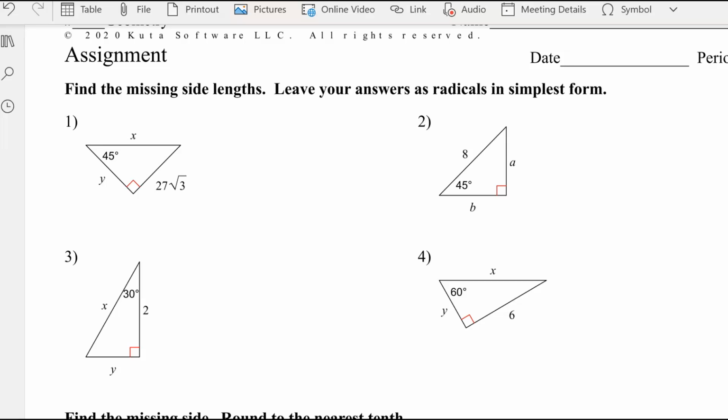Okay, hello everybody. So this is a level 3, learning target 10. I think I said learning target 9 last time. This is learning target 10, solving right triangles.